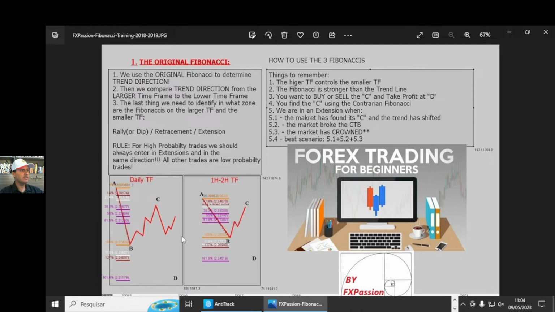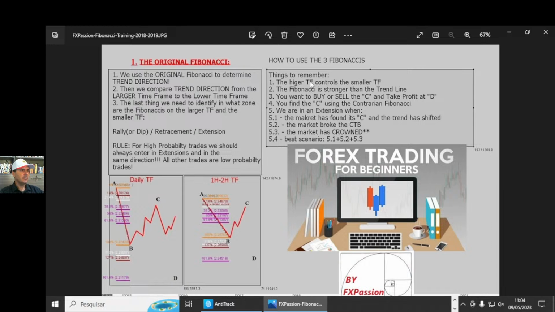Picture down in here, as you can see, everybody, you have the daily Fibonacci. You have the A, you have the B, then you have the C, and this movement from C to the D is basically the 1 hour, 2 hour time frame, right? And both original Fibonaccis are moving down.